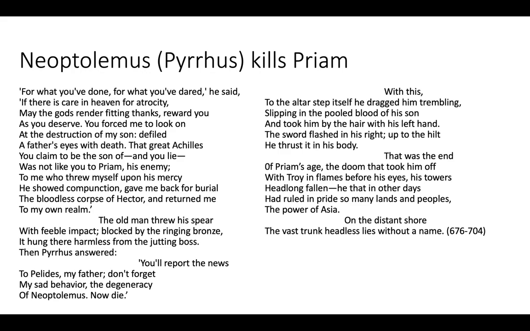Here is the depiction of Pyrrhus killing Priam in the Aeneid. Neoptolemus, again, is the same person as Pyrrhus. This is the Roman name. Okay, so I'll read this. This is a part in Aeneas' story to Dido. Basically, Neoptolemus or Pyrrhus has come upon Priam and is preparing to kill him. Priam tries to stand up to Pyrrhus, but he fails because he's a weak old man, basically. But he tries to scold Pyrrhus as an older gentleman.